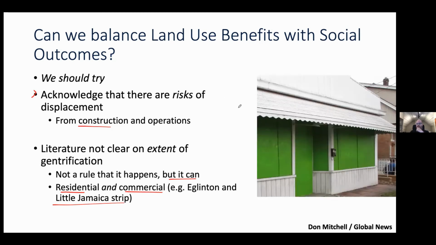Or in the Hamilton case, for example, when I talk about construction, the Hamilton LRT required property purchases along the corridor to extend the width of the right-of-way so that the LRT could fit. But that entailed purchasing a lot of buildings along the corridor, and a lot of those buildings, particularly in the east end of Hamilton, housed low-income families that have been displaced from the transit project.